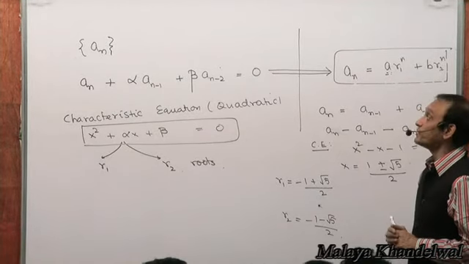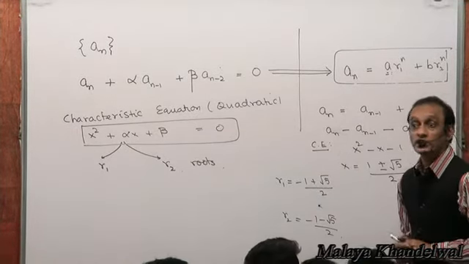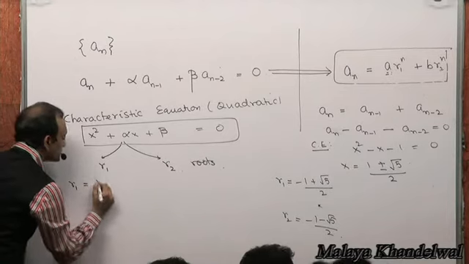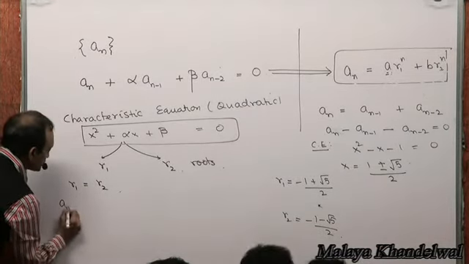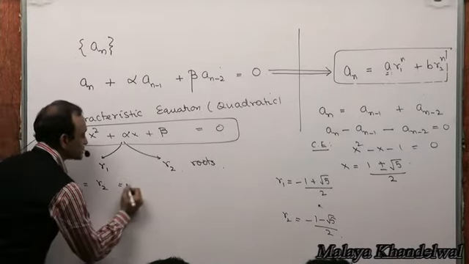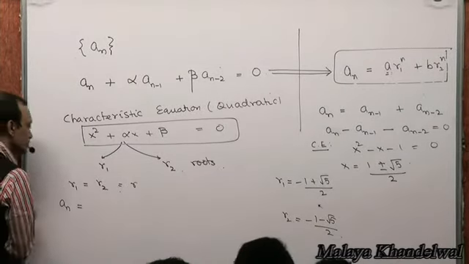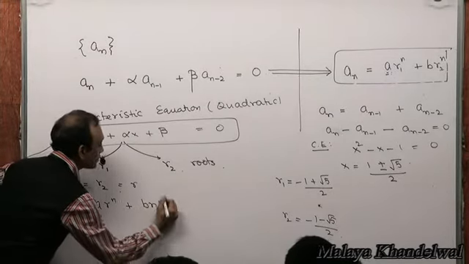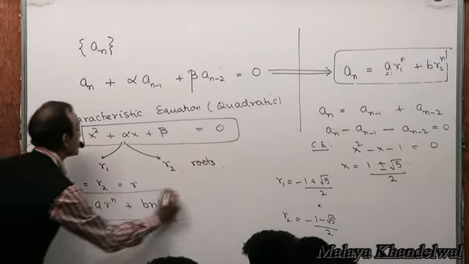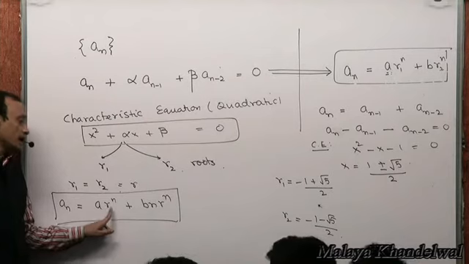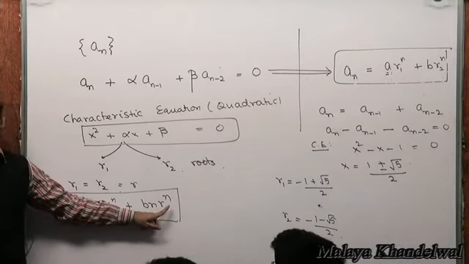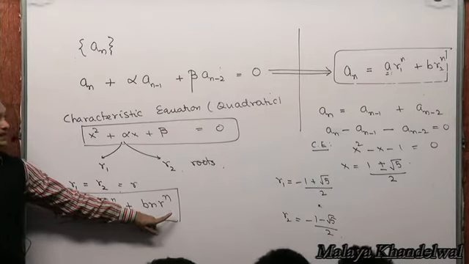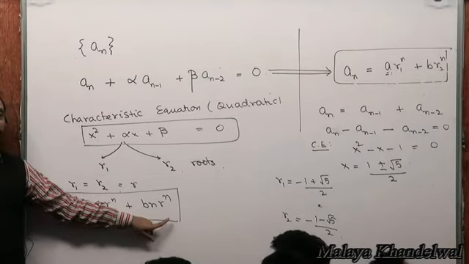There are times when R1 will become equal to R2. Roots are equal. If R1 is R2, then let me tell you the solution to this recursion. Say each is R, then the solution to the recursion is going to be A R to power n plus B n R to power n. If the roots are equal, then A R to power n plus B n R to power n would be the solution to the recursion. I want you to know this. Very soon you'll realize, when I solve my next problem of the sheet, that this will come in handy.